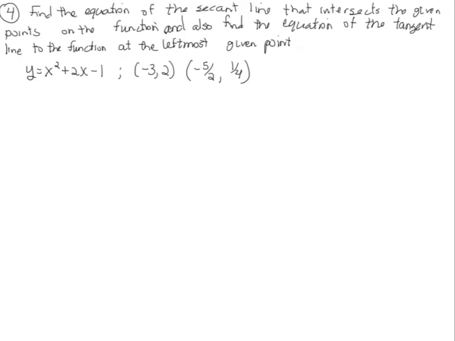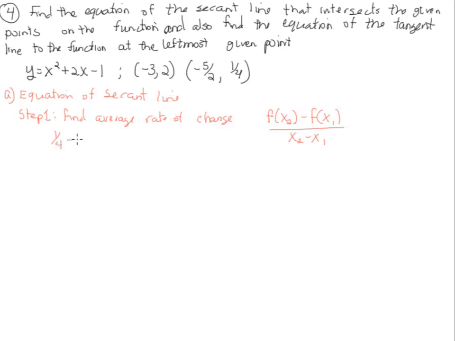For our next example, we're going to take it one step further and find the equation of the secant line and the equation of the tangent line. First, let's start with finding the equation of the secant line. To do that, you need to do a few things. The first thing is to find your average rate of change, or the slope of the secant line, by using our change in y over change in x formula. Since we already know our y values, I'm going to substitute my two y values in, y2 minus y1 divided by x2 minus x1, and simplify this down.